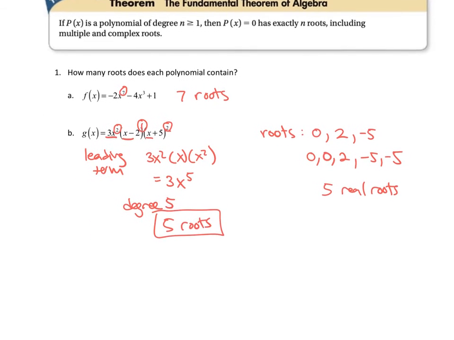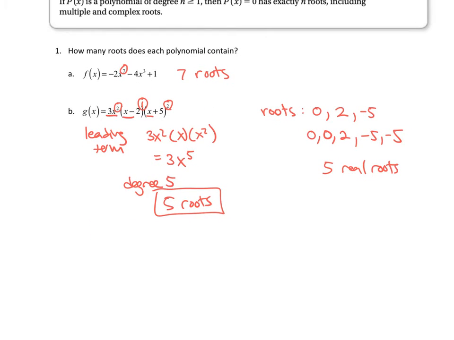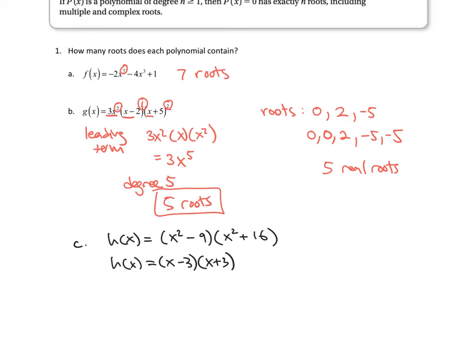And let's add one additional example. Let's say we have some polynomial h of x equals x squared minus 9 times x squared plus 16. And I can factor that a little more. X squared minus 9 is the difference of squares, so I could rewrite that as x minus 3, x plus 3. But I can't factor x squared plus 16 because you can't factor the sum of squares.